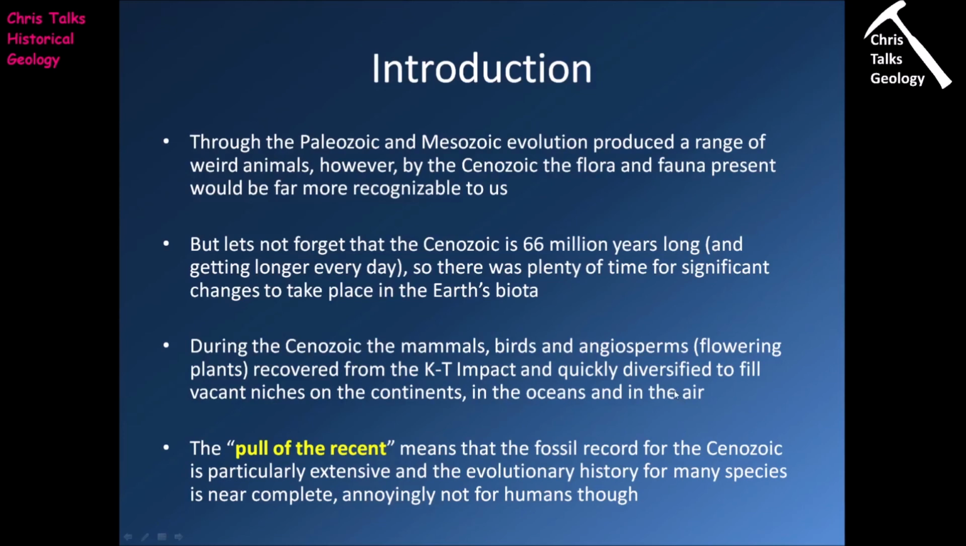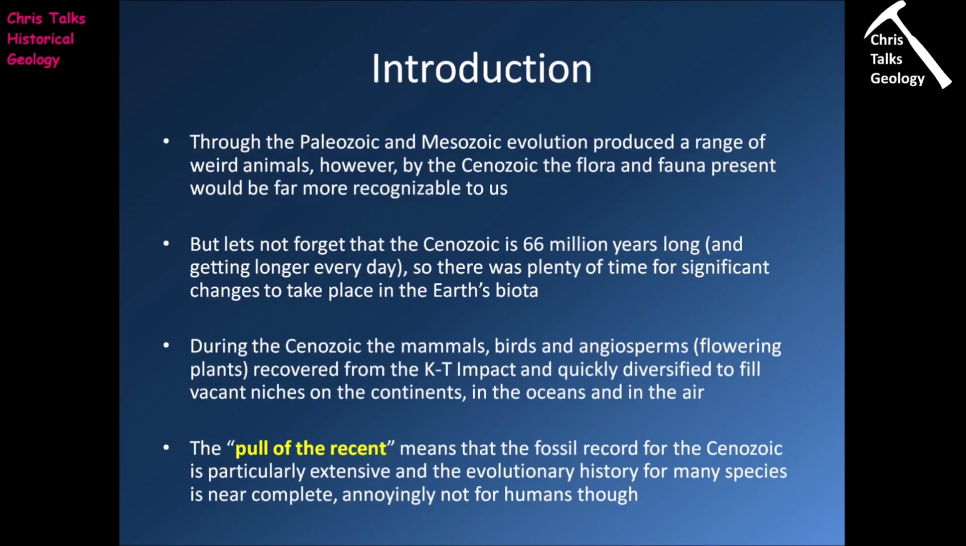So, through the Paleozoic and the Mesozoic, evolution produced a range of quite interesting animals. However, by the time we make it into the Cenozoic, the flora and fauna present would be far more recognisable to us. Now, let's not forget though that the Cenozoic is 66 million years long, and it's getting longer every day, so there's still plenty of time for evolution to take place. It's just that the evolutionary processes which are going on will be bringing the plants and animals that we see closer and closer to those with which we are familiar.